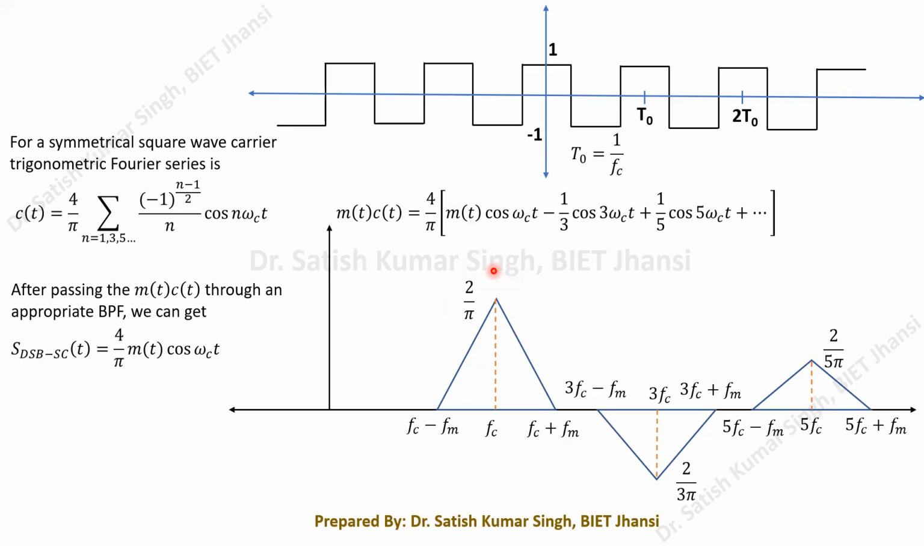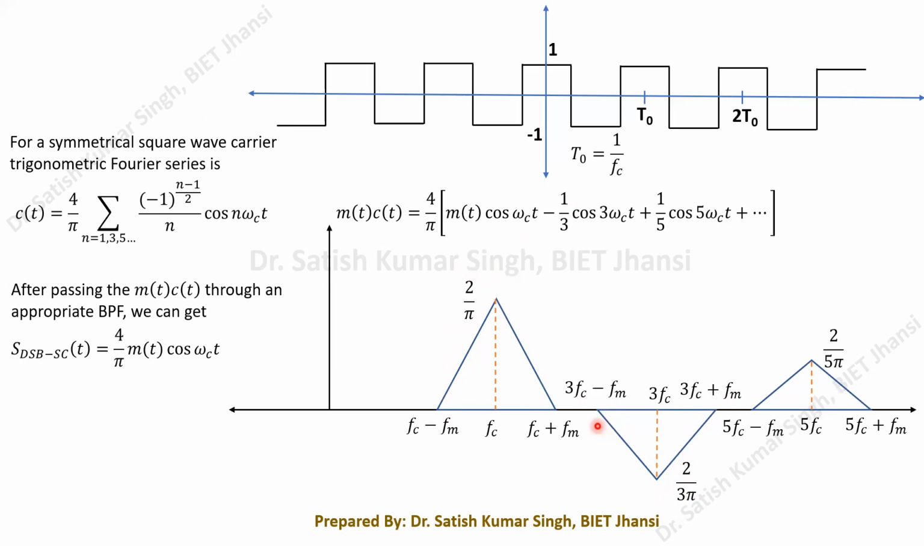Now the second component will be this one. Our message signal spectrum will be shifted around 3 fc, because it is 3 omega ct. When it is shifted around 3 fc, you can see that its magnitude is becoming 1 upon 3. So whatever the magnitude is here, it will be divided by 3. Here its height is more, and here I have plotted it with less height. It's 2 upon 3 pi, or rather you can write minus 2 upon 3 pi, so it is an inverted one. We are going to get the spectrum in this form.